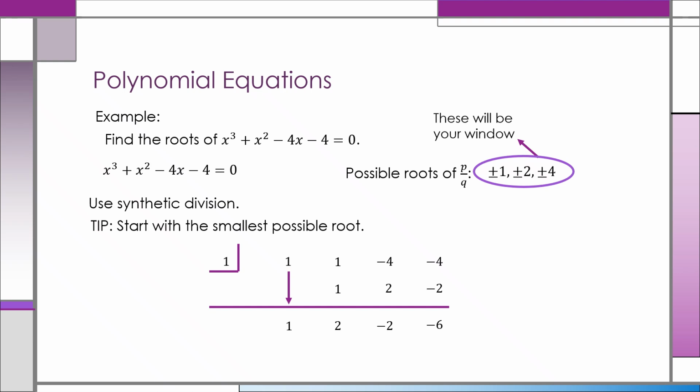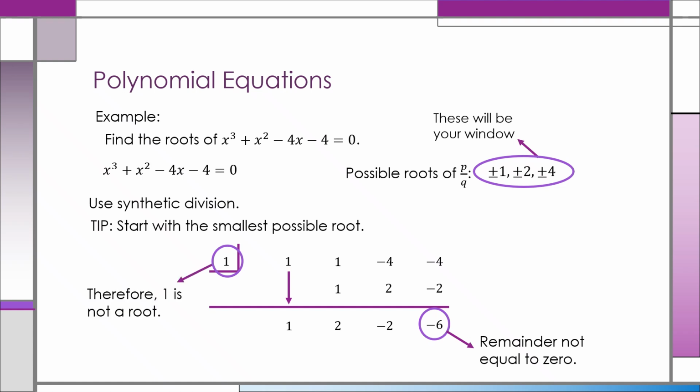Remember, the remainder is your last number on the bottom row. Since -6 is not equal to 0, meaning to say that the number on the window is not a root. So for this possible root to be a real root, make sure that the remainder must be equal to 0. I hope you get this.